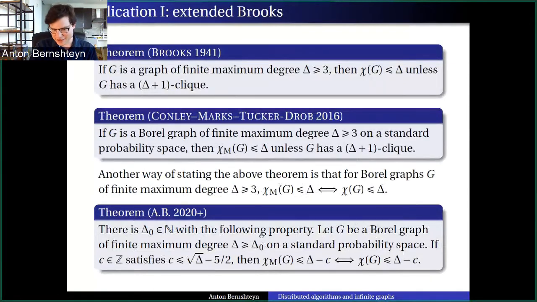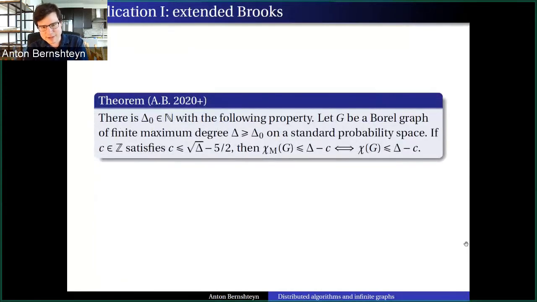so if it has sufficiently large maximum degree, then if you take a number C that's less than roughly root delta, then the measurable chromatic number of G is at most delta minus C if and only if its ordinary chromatic number is at most delta minus C. So if you want to subtract up to root delta from the number of colors, these are literally the same questions. Measurability doesn't change anything.